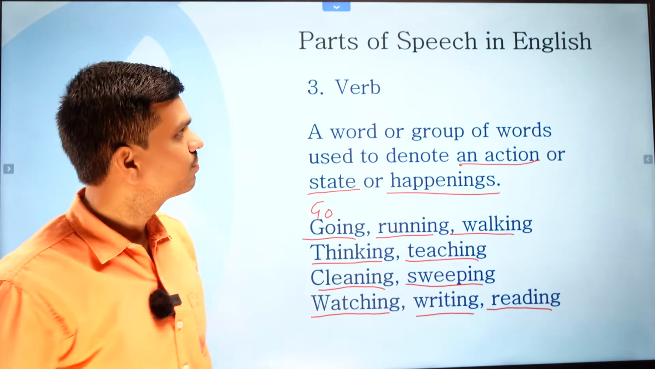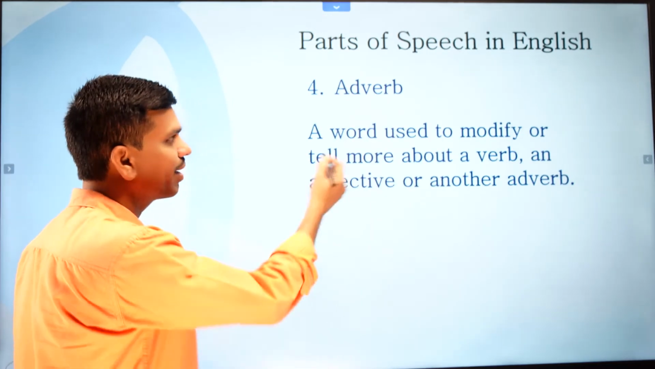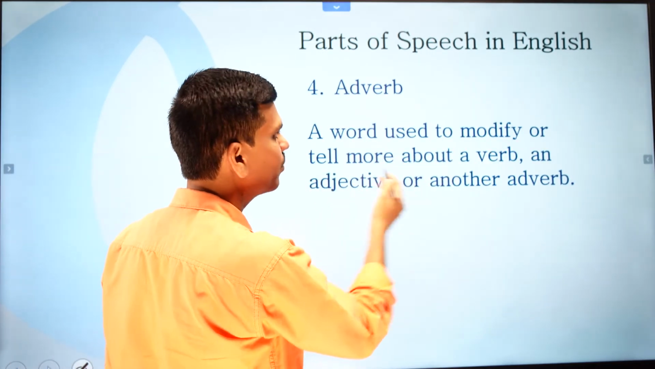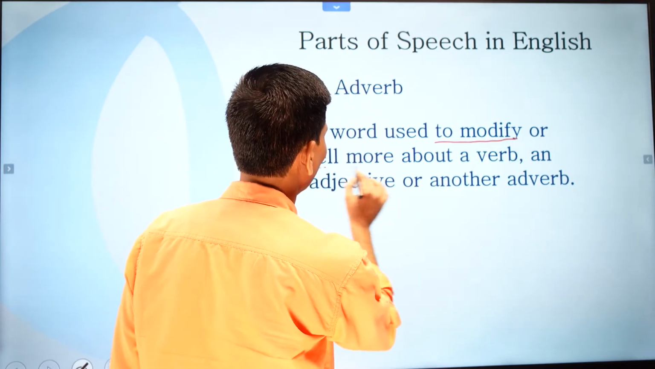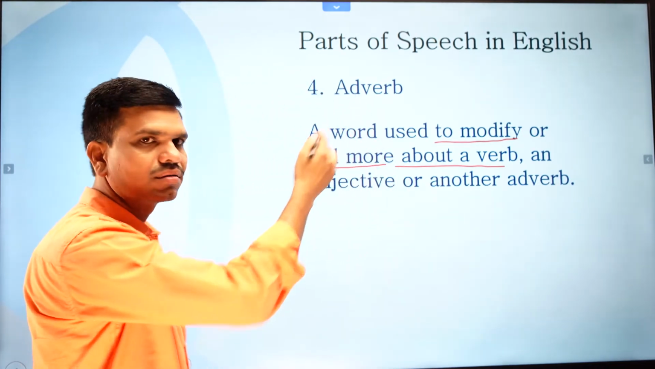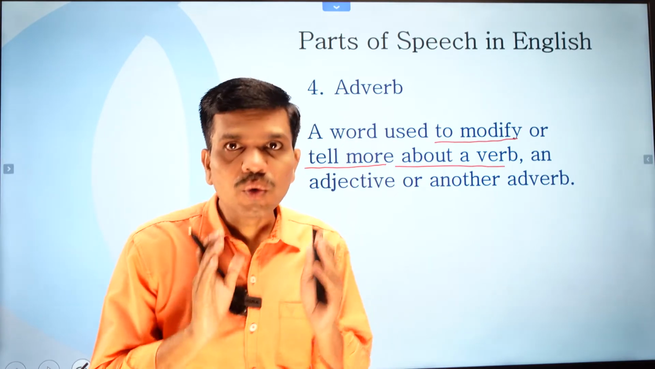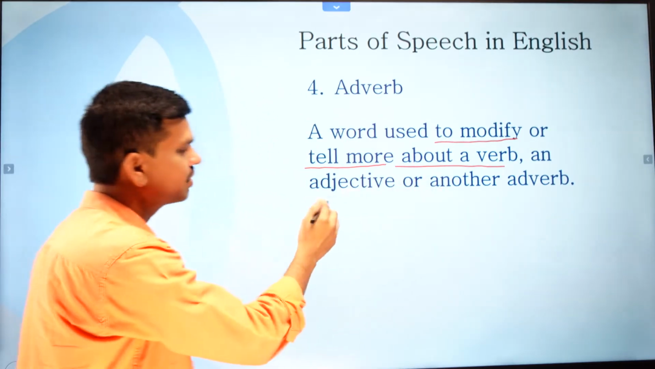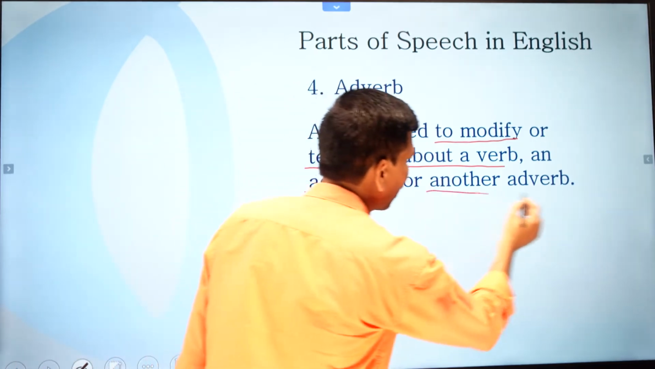So it's so simple. Next we have adverb. Now what is adverb? Adverb is nothing but a word used to modify or tell more about a verb. So it works as a modifier or it tells more about a verb. Adverb is nothing but the word which tells more about the verb. And an adjective, it also gives information about adjective and another adverb.